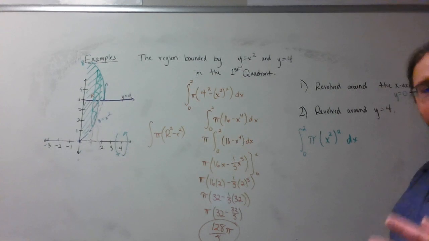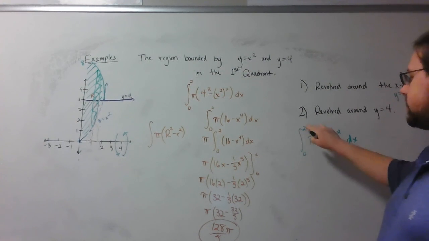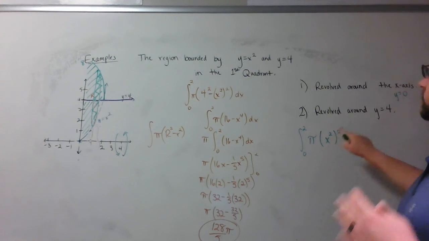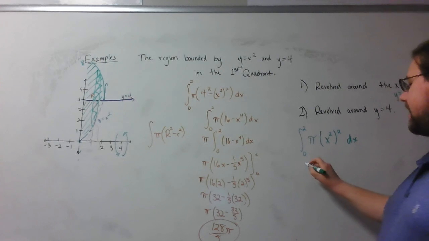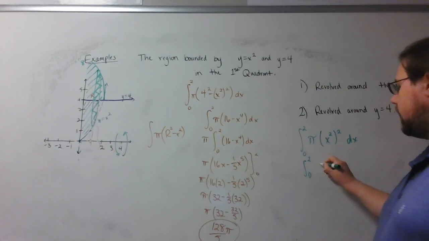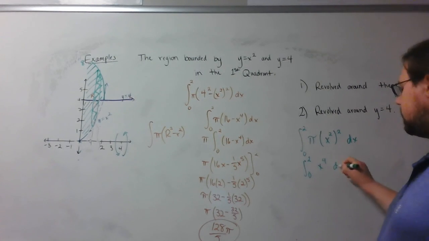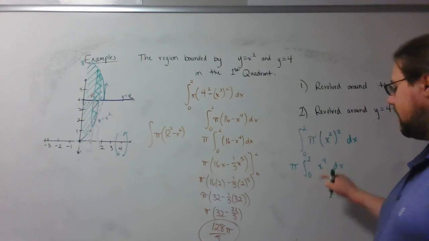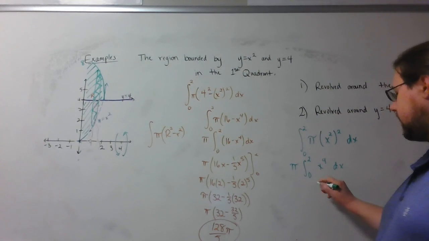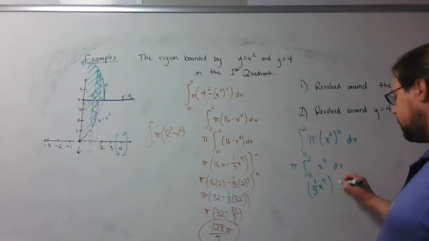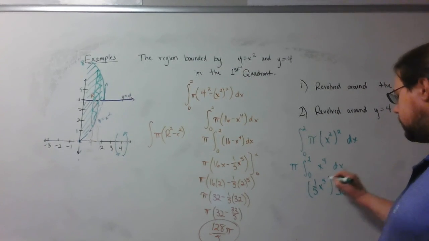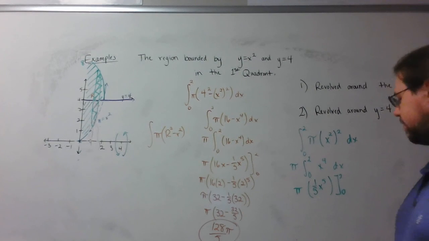So here I go. I'm going to go ahead and start working on this. From 0 to 2 of pi times the radius squared. So x squared squared becomes, again, x to the 4th. That pi can come out front. I'm going to go ahead and just integrate that. We're going to go 1/5 x to the 5th from 0 to 2. Keep the pi. Can't forget the pi.